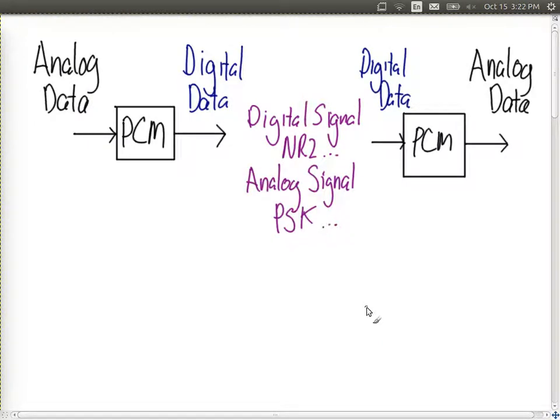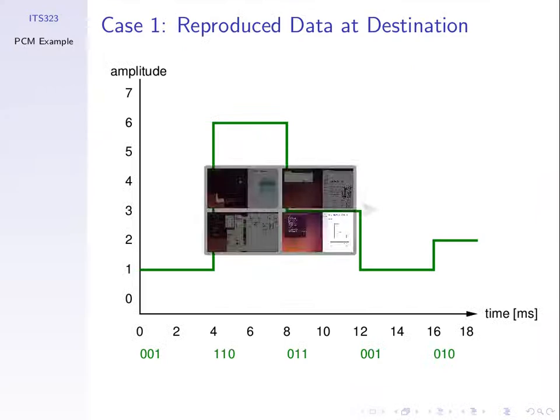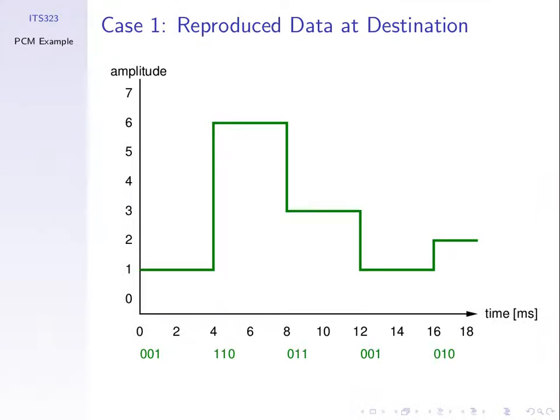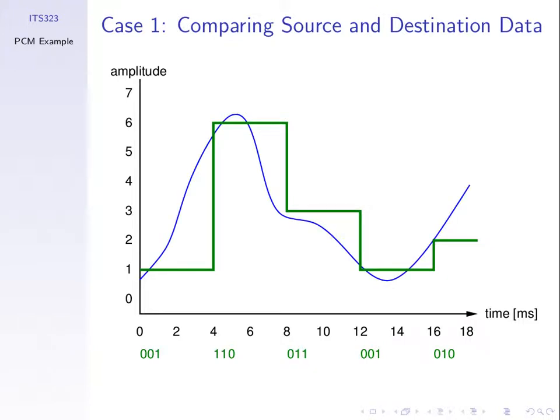This analog data here is played back on the speaker, for example, if it's audio. We want the analog data at the receiver to be a good reproduction of what was at the source. Here's a comparison of the two. The blue one is the original analog data. The green one is the received analog data.